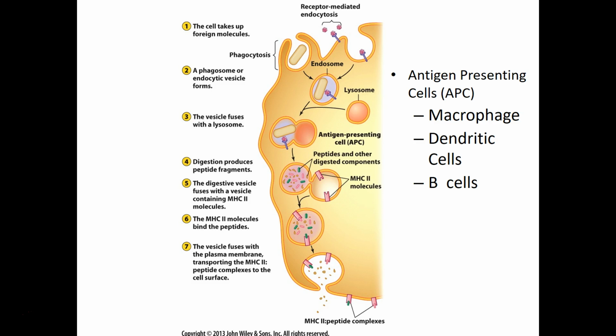B cells are the last thing we talk about. They produce antibodies. But as you can see here, they're going to bring it in, process it, load the foreign substances onto MHC, in this case class 2, and present them on the surface so that a T cell can come along and inspect it.